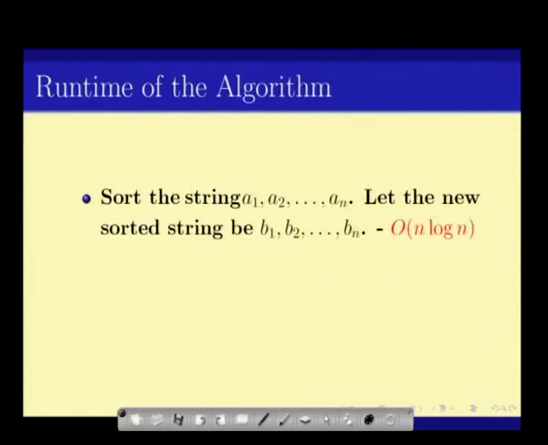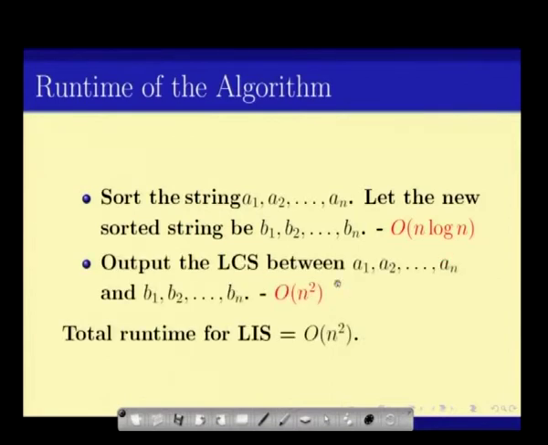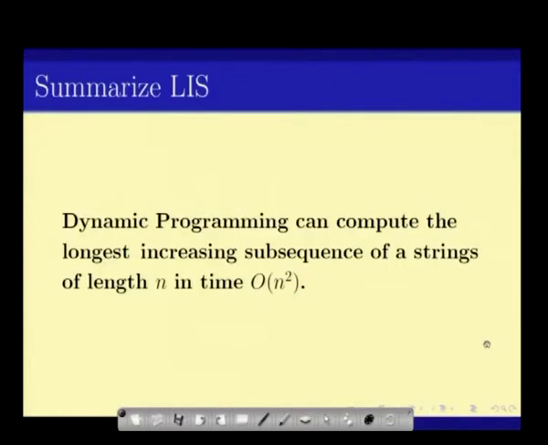What is the runtime of the algorithm? To sort, we require order n log n steps, as we had seen earlier, and finding the longest common subsequence between these two strings takes order n squared steps. Thus, the runtime of longest increasing subsequence is order n squared. To summarize, using dynamic programming we can compute the longest increasing subsequence in order n squared.